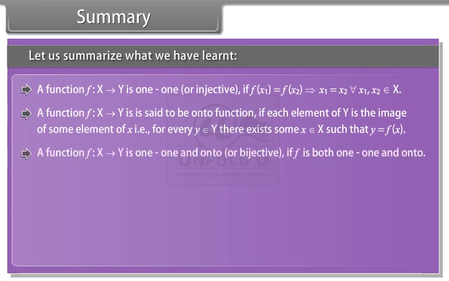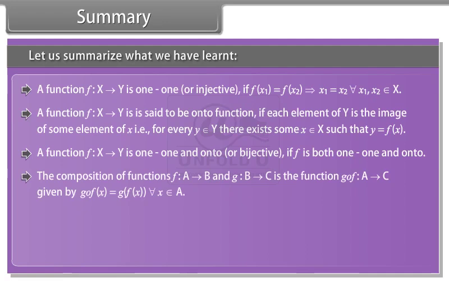A function f from X to Y is one-one and onto or bijective if f is both one-one and onto. The composition of functions f from A to B and g from B to C is the function gof from A to C given by (gof)(x) = g(f(x)) for each x belongs to A.